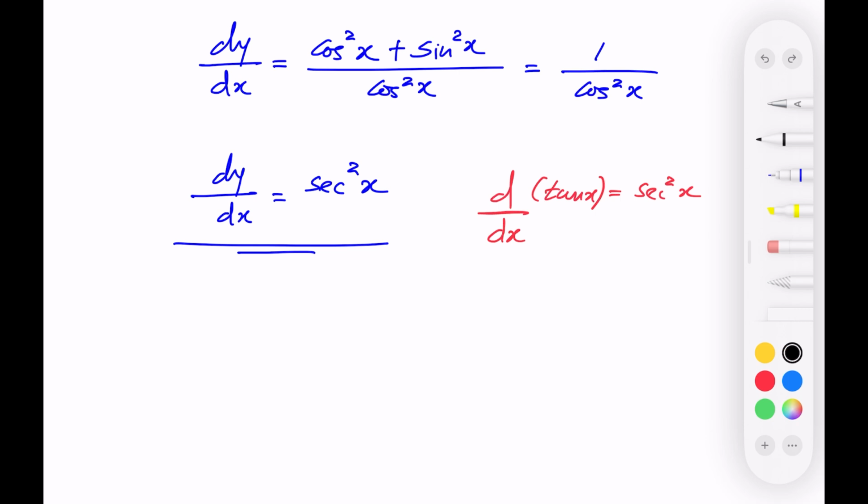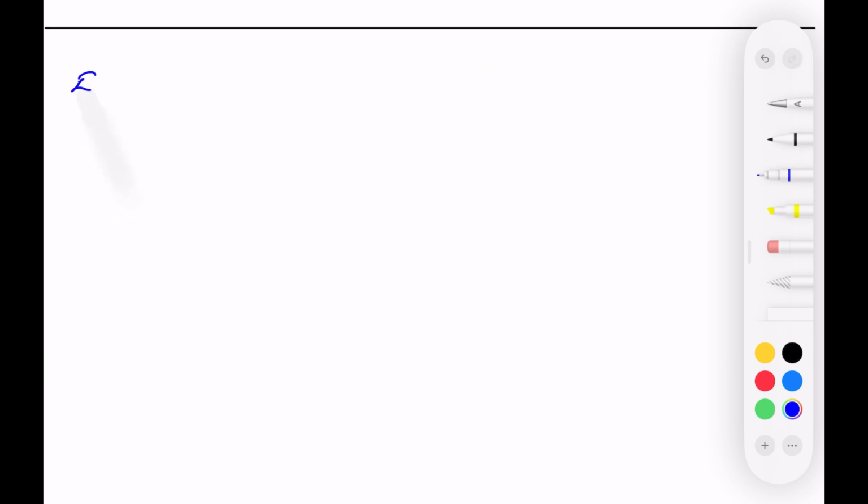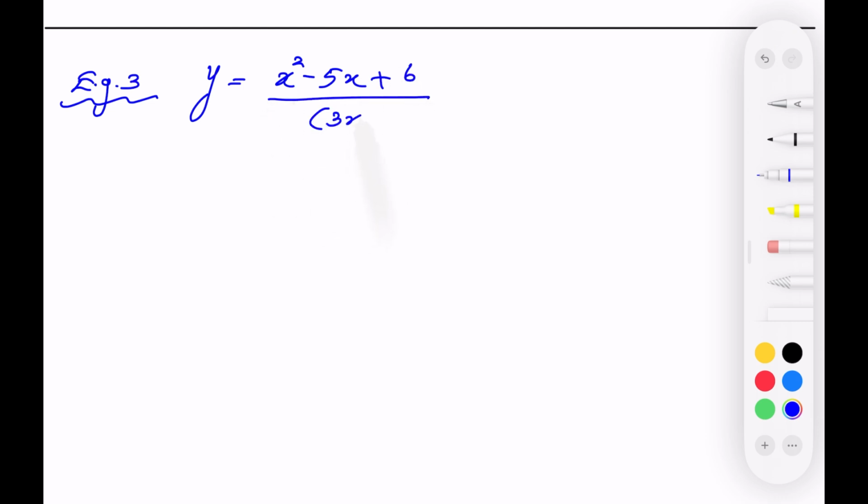Please note that using the quotient rule, you can also find the derivative of cotangent x and also secant x and cosecant x. Now we will go on to another example. Here is your third example. Let's say y equals x squared minus 5x plus 6 divided by 3x plus 1. Find dy by dx.